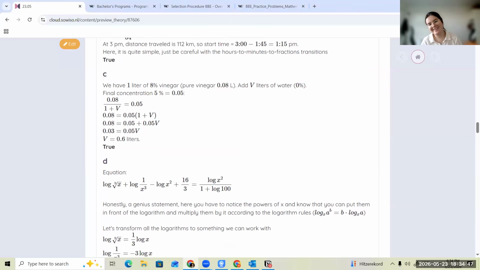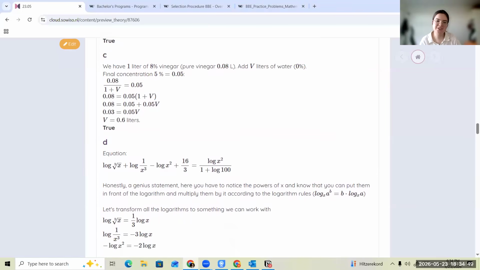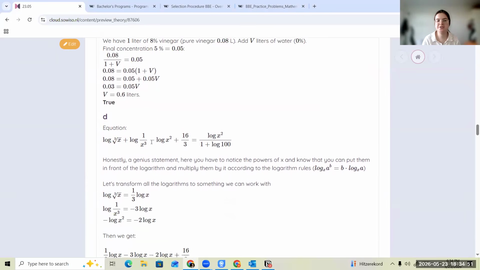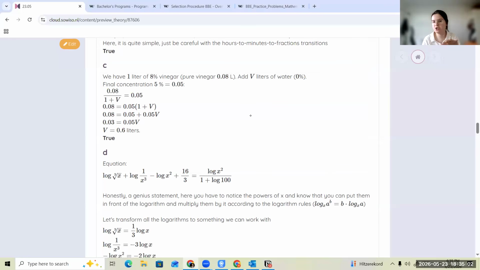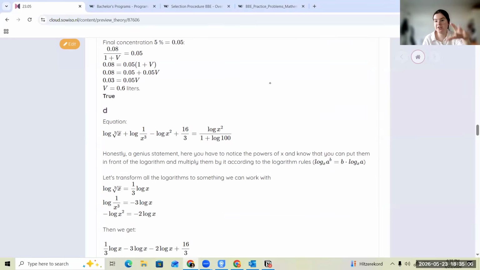And this one, again, amazing equation, I would say. Here you immediately have to see that these are all powers of x. And what you can do with powers is you can put them in front of the logarithm. For statements like C, yes, there is a formula. If you just look up concentration tasks or mixture tasks, you will find it. There is theory behind this, but here I'm just explaining the tasks because otherwise it's going to be a 5-hour lesson.